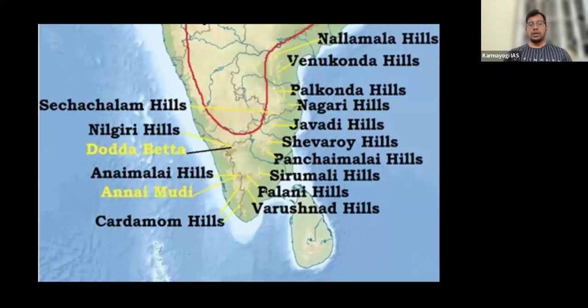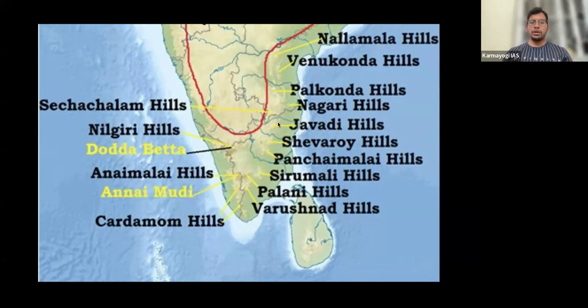Let's look into the hills from north to south. Nallamala Hills in Andhra Pradesh, then Velikonda Hills, again in Andhra Pradesh, Palakonda Hills as well in Andhra Pradesh, Nagari Hills again in Andhra Pradesh, and Seshachalam Hills in Andhra Pradesh. So these 5 hills are part of Andhra Pradesh, the northernmost.